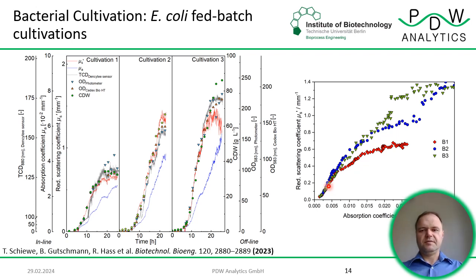And we can very nicely see that the first batch, the B1, has a very different behavior when the optical properties are correlated to each other. So it's a time-independent indicator of how well a batch goes towards high cell cultivation.